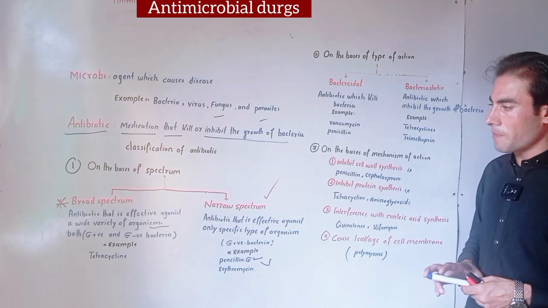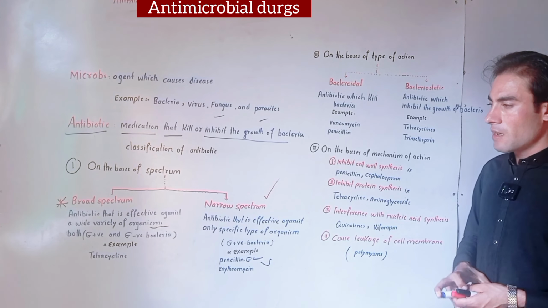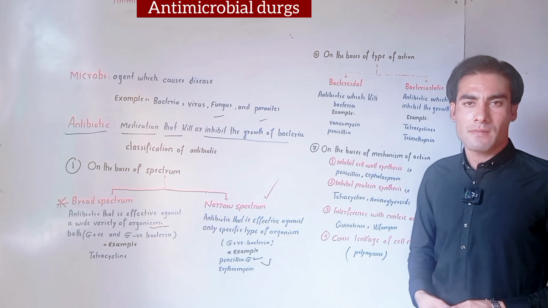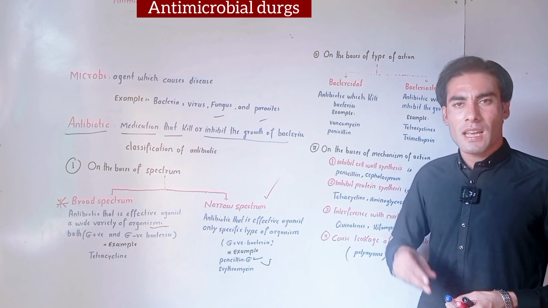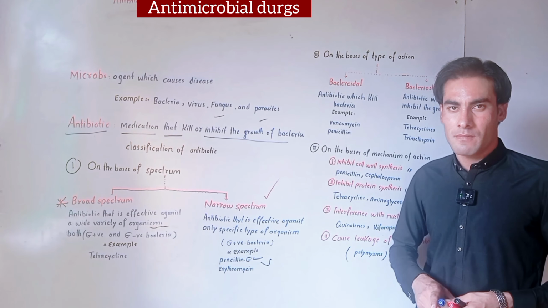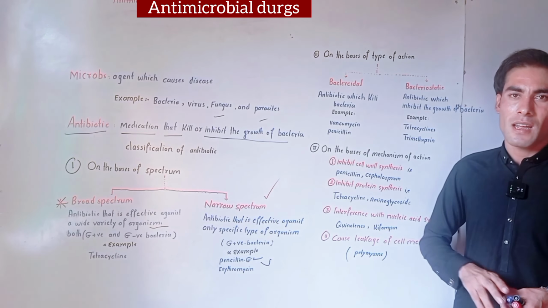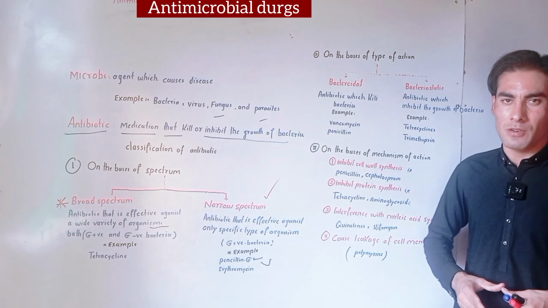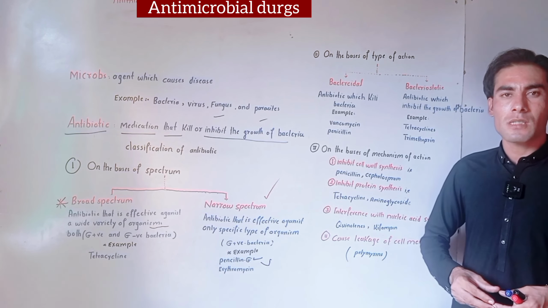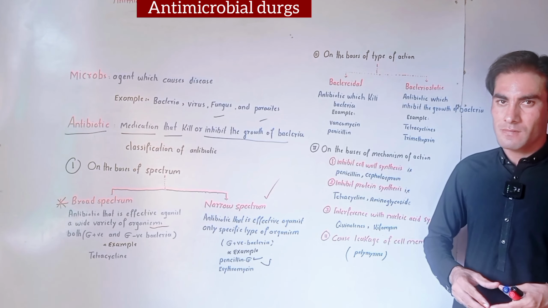Another example of a narrow spectrum antibiotic is clindamycin. Clindamycin is very narrow spectrum. It only kills specific types of bacteria. It is effective against Staphylococcus and is used for skin acne.